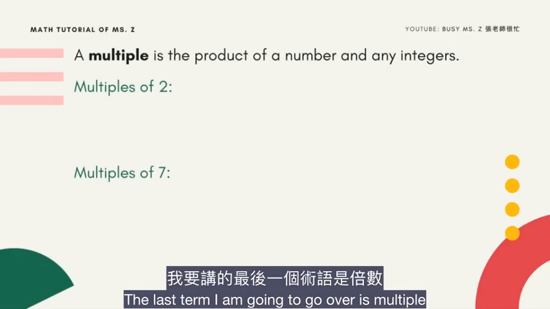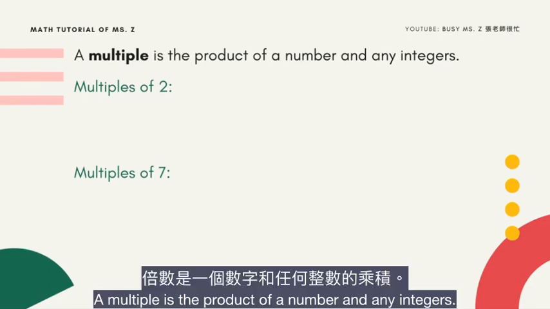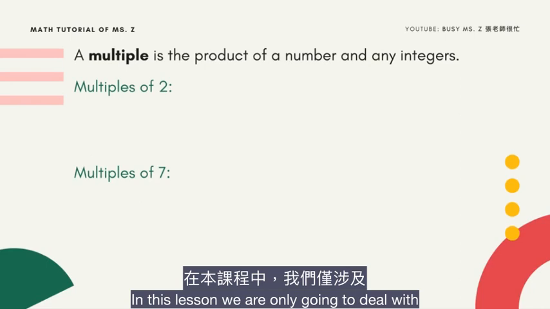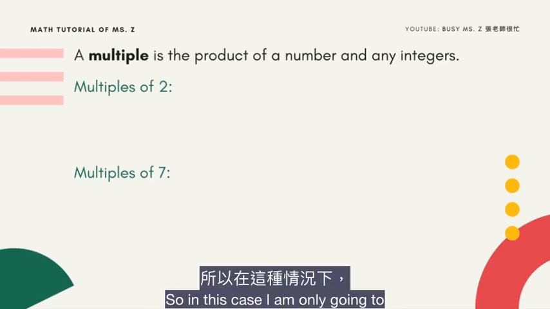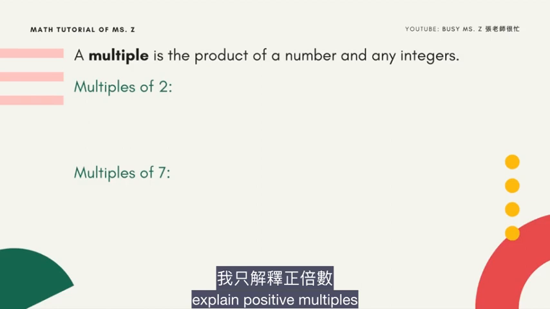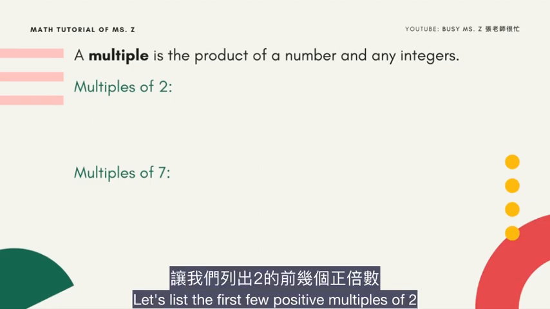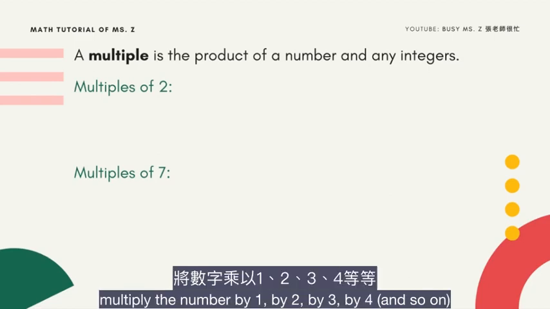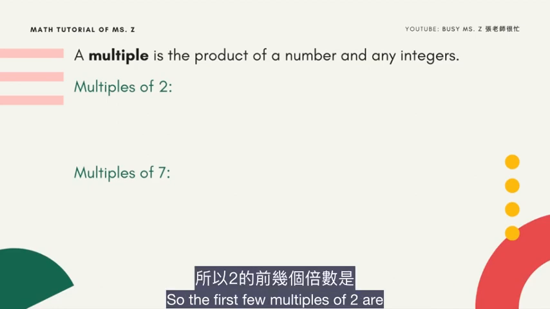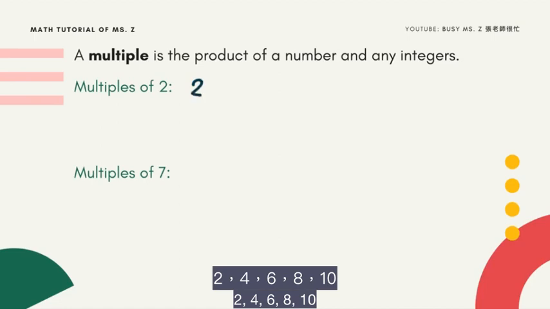The last term I'm going to go over is multiple. A multiple is the product of a number and any integer. In this lesson, we are only going to deal with positive numbers or positive integers, so I'm only going to explain positive multiples. So let's list the first few positive multiples of 2. The way to get multiples is you multiply the number by 1, by 2, by 3, by 4. So the first few multiples of 2 are 2, 4, 6, 8, 10.